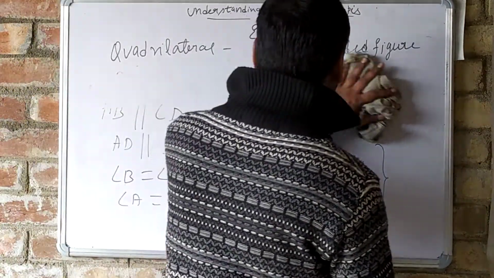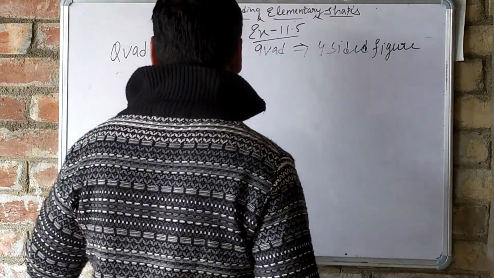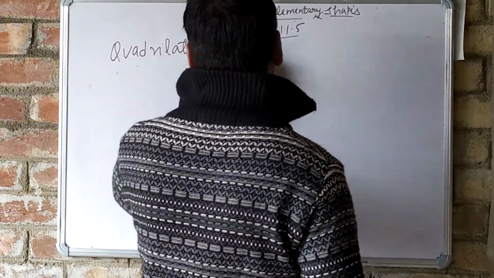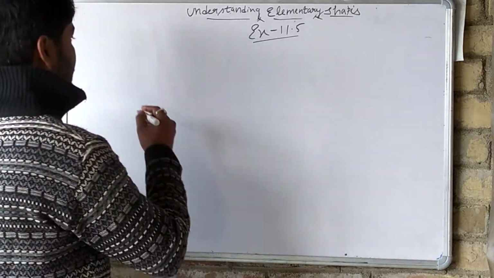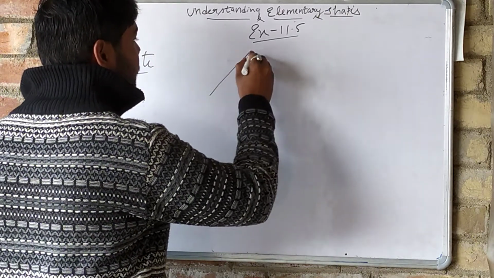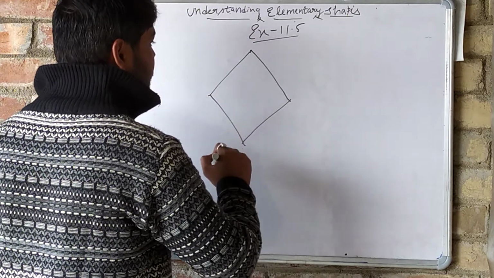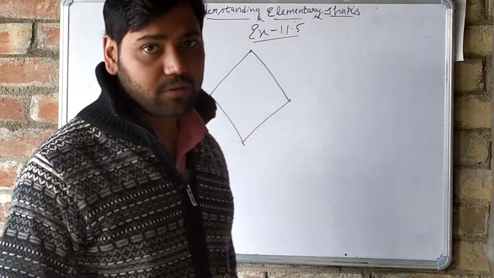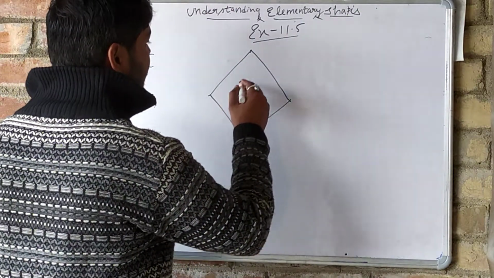Each and every property I have explained to you about rectangle, square, rhombus, trapezium. One more is left, which is kite. Kite is a four-sided figure. This is a kite. Kite means पतंग. You must have seen a kite, right? So this is a kite in which what?